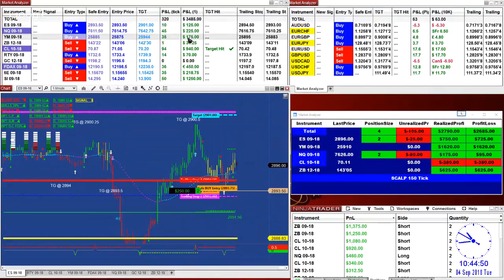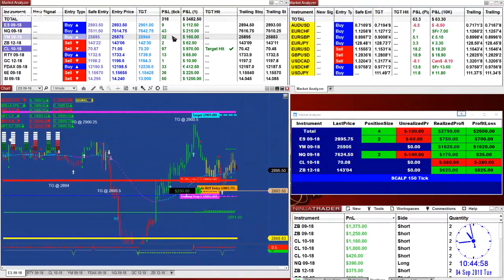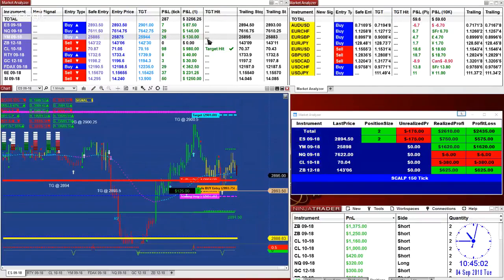If we look right now on the new entry signal, we have 10 ticks on the ES, 45 ticks on the Nasdaq, 31. This is a total of what? Almost 100 ticks, 140, 185, and then 87. Those are the new signal.